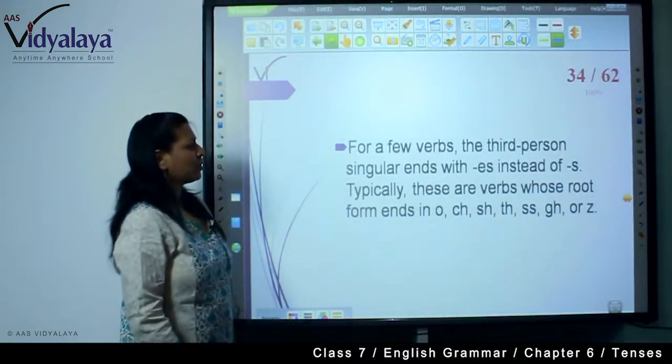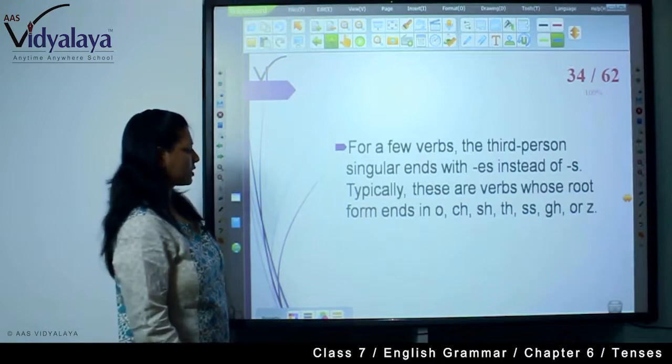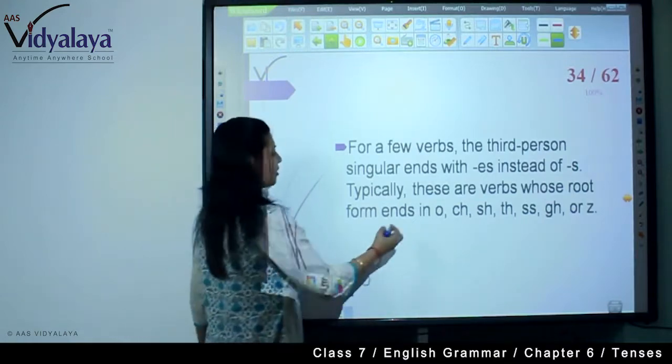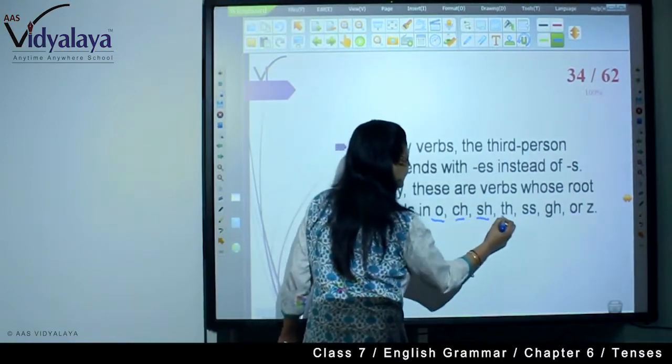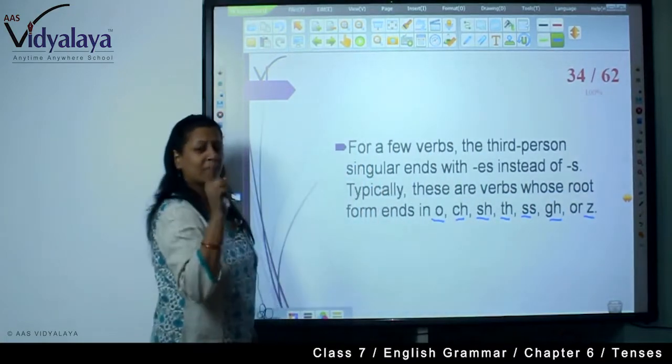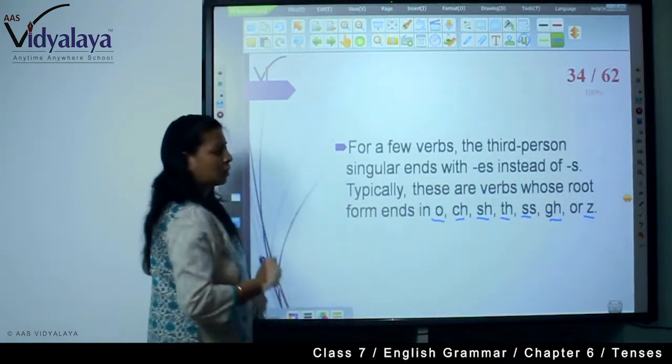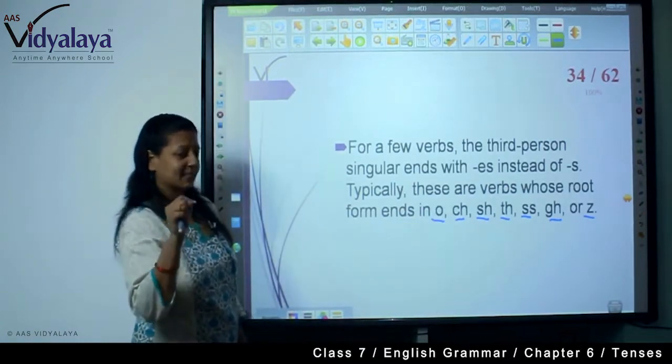Now, for a few verbs, the third person singular ends with ES instead of S, and these are the verbs ending in O, CH, SS, SH, X or Z. Usually we use S, but if the word ends with these letters, then we use ES.